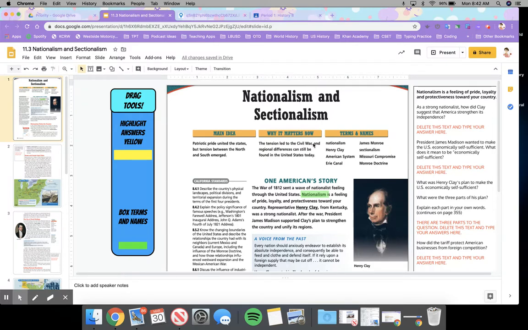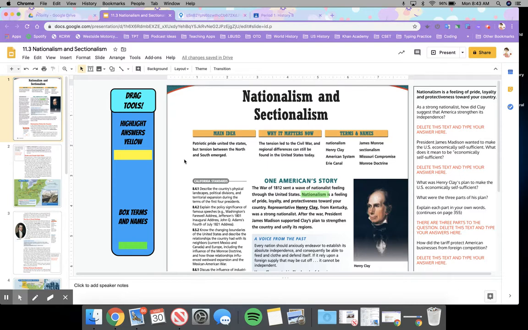The tensions led to the Civil War between these 2 regions, the North and the South, mostly because the North didn't need slavery. It wasn't a part of how they grew economically, so they wanted to get rid of it, whereas the South depended on slavery, and so they wanted to keep it around. Okay, so these tensions are what led to the Civil War, and regional differences can still be found in the United States today. So the North and the South today, very different. Same for the East and the West. So the East Coast and the West Coast, different.